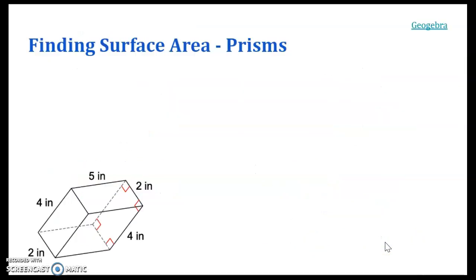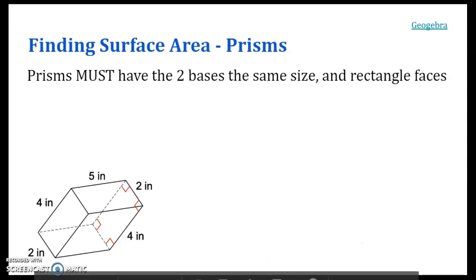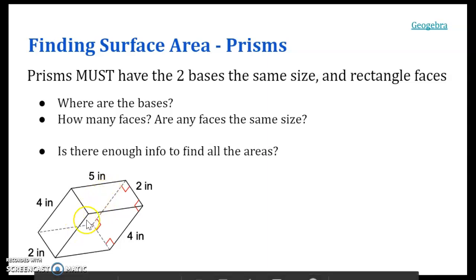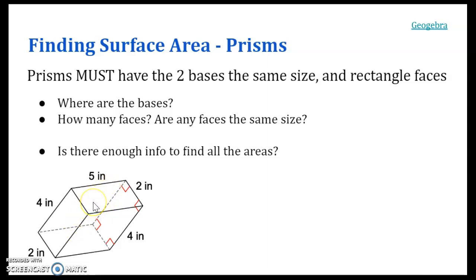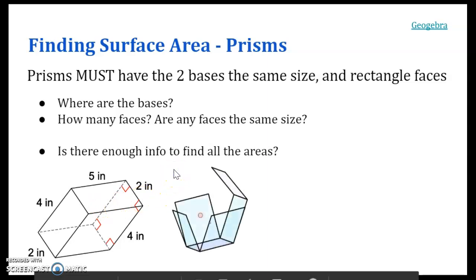Okay, so now let's move on to prisms. How can we find the surface area of prisms? Prisms must have two bases of the same size and rectangular faces. Okay, rectangular faces. So again, visualize the net. Where are the bases? Well, the bases just need to be parallel to each other. Okay, how many faces are there? Are any faces the same size? Is there enough info to find all the areas? So let's visualize this, and you can certainly go to GeoGebra and explore this.